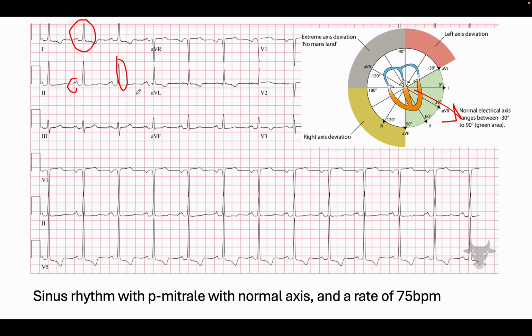So where's the P mitrale? Well, if you look at lead 2, you can see an M shape. So there's your P mitrale, and you can see an M shape even in lead 3 as well. So P mitrale is suggestive of left atrial enlargement, because the M is for mitral valve, which is on the left side, the left atrium. So well done if you got that right. If not, just carry on practicing, and trust me, you'll get amazing.